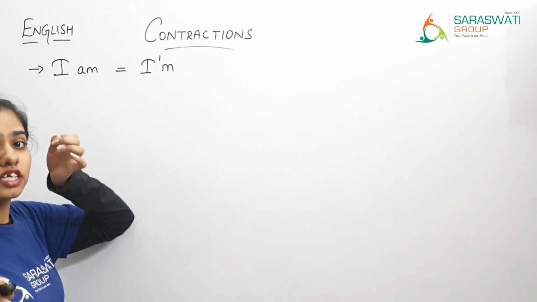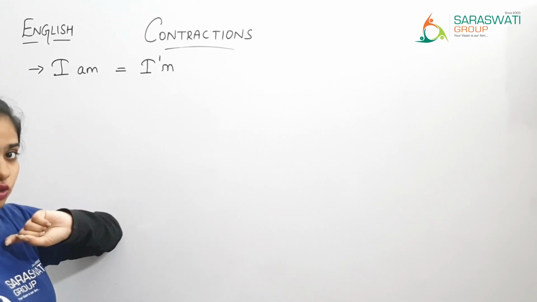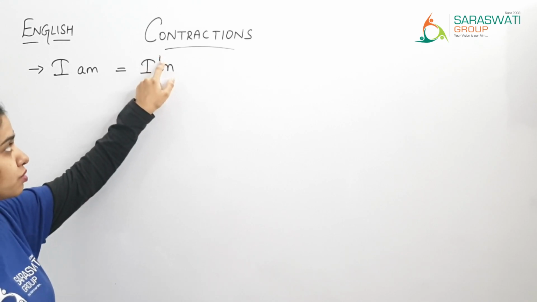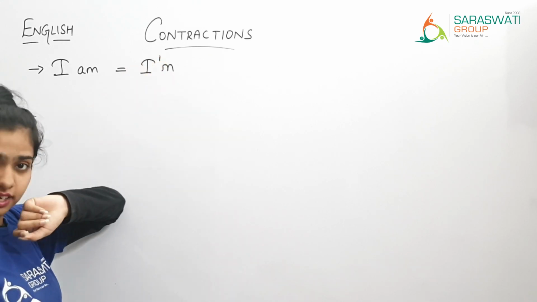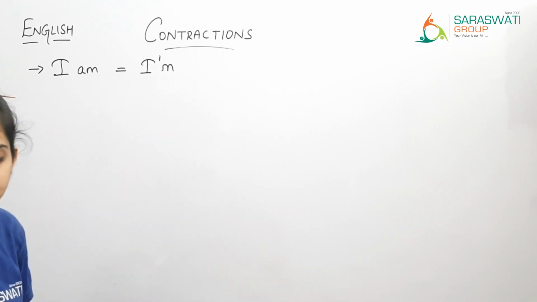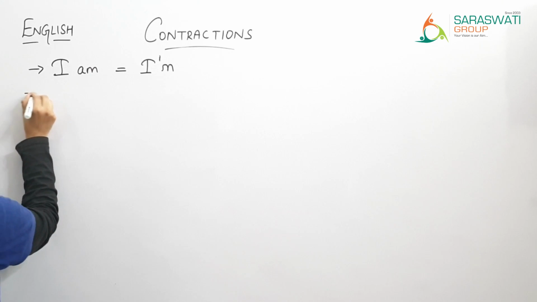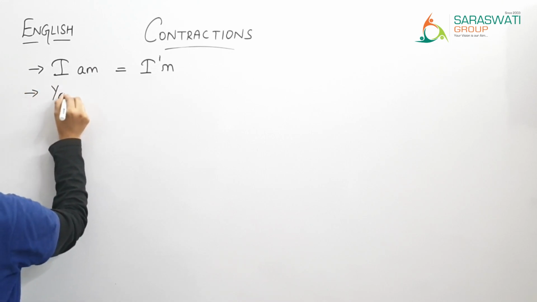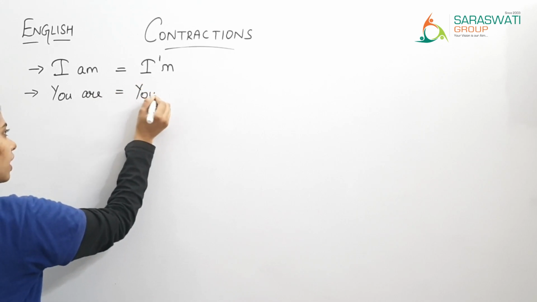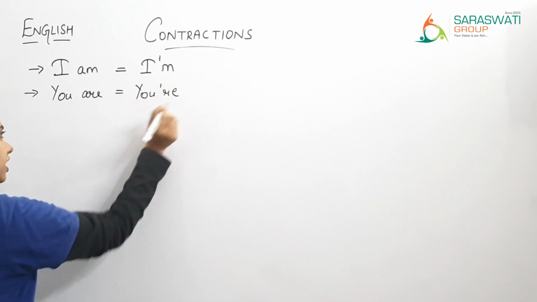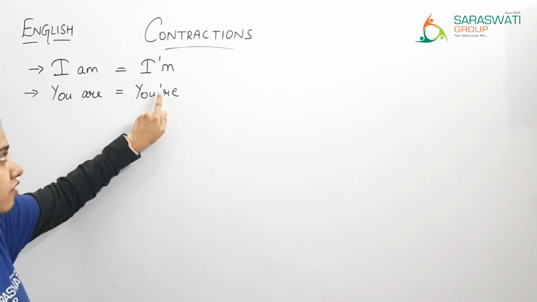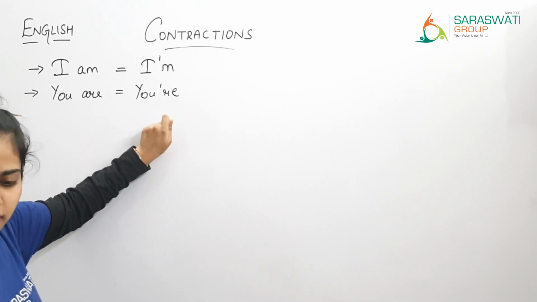We have dropped the a, so here the a is missing. So in place of a we have used the apostrophe sign. I am. Then afterward, you are. So you apostrophe r e. So again we have dropped the a, so in that place we have used the apostrophe.